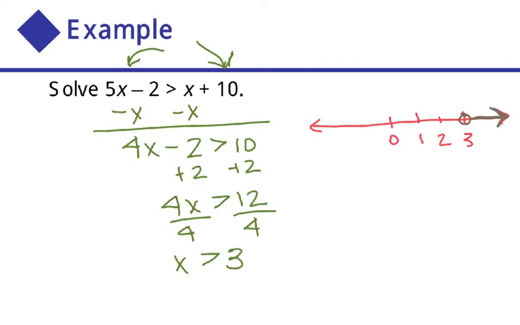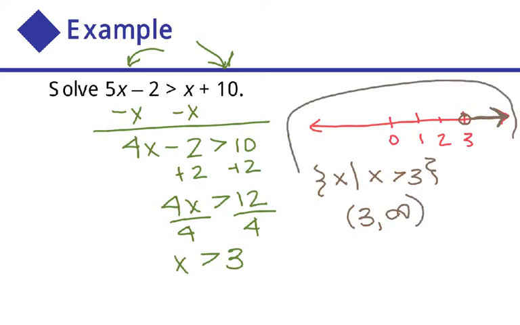We could write it in set builder notation and say the set of all x such that x is greater than 3. Or we can use interval notation. We're going to use round brackets on the side of the 3 because the 3 is not included. We're going to go up to infinity. So those are the three ways that you can write your answer.